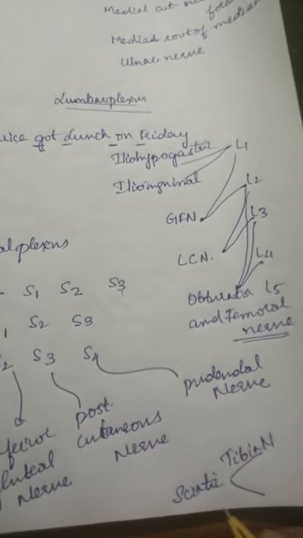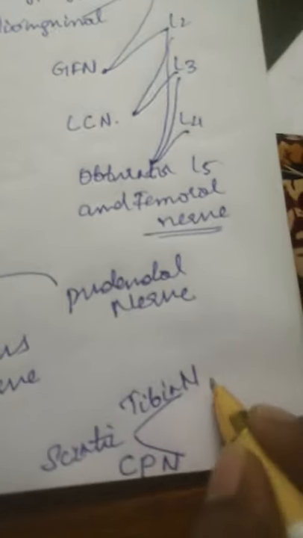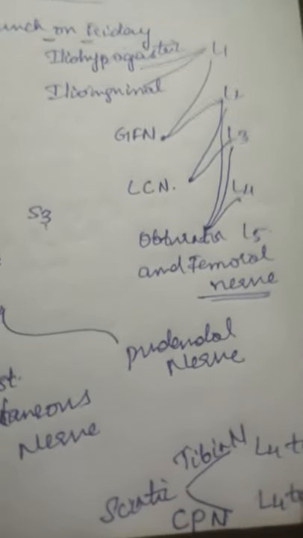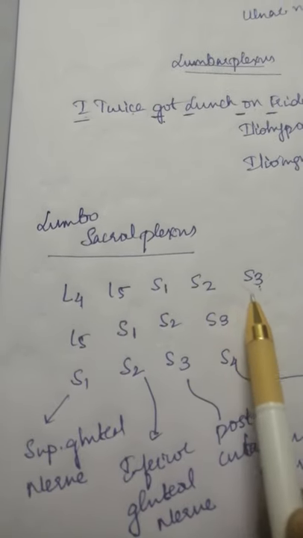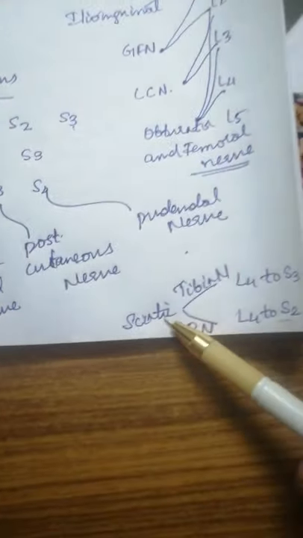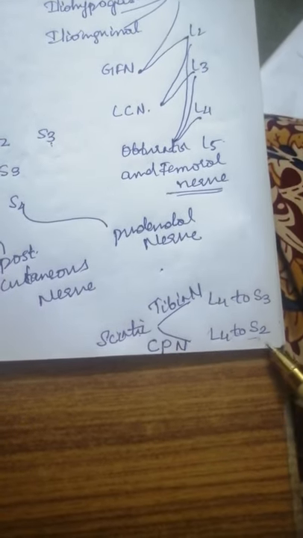It has two branches, tibial nerve and common peroneal nerve, where the roots are from L4 to S3. Common peroneal nerve, L4 to S2, only S2. I think this is very easy to remember. Lumbosacral plexus, L4, L5, S1, S2, S3. Keep S3 aside. After L4, L5, S1, write the sequence. Remember the nerve names and the main sciatic, the thickest branch of the lower limb. It has two branches and its roots.